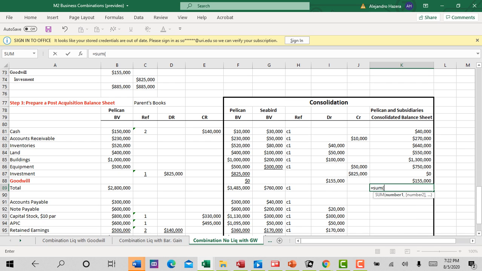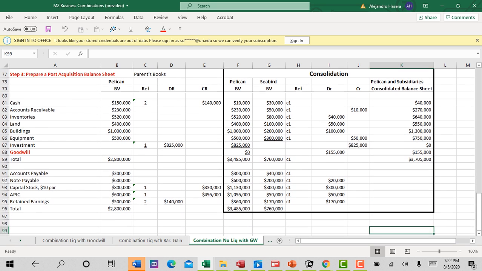So we're going to sum these up here. Sum these up. And your new balance is 3705. Okay, and then we've got liabilities and shareholders' equity. Liabilities are going to be P's liabilities plus S's liabilities minus the debits plus the credits, which is zero in any case. So your new notes payable, your accounts payable is the same.